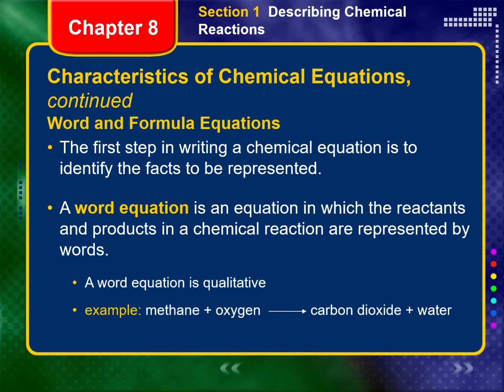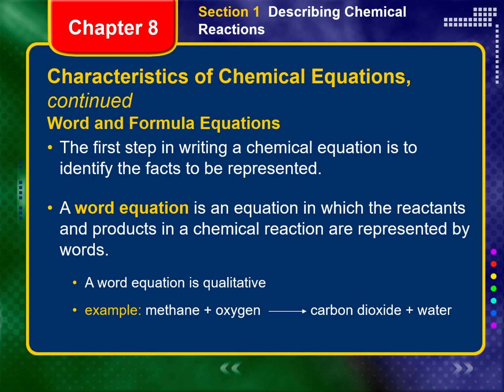Consider the reaction of methane, which is the principal component of natural gas, reacting with oxygen. When methane burns in air, it combines with oxygen to produce carbon dioxide and water vapor. In the reaction, methane and oxygen are the reactants, and carbon dioxide and water are the products. The word equation for the reaction of methane and oxygen is written on the screen here.